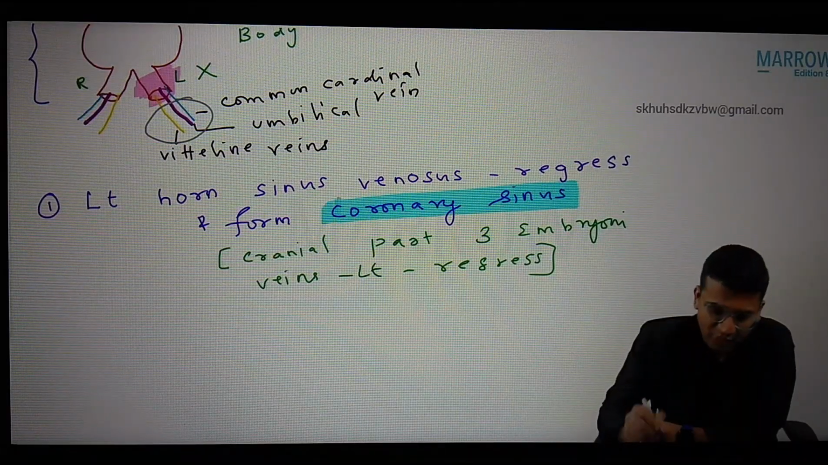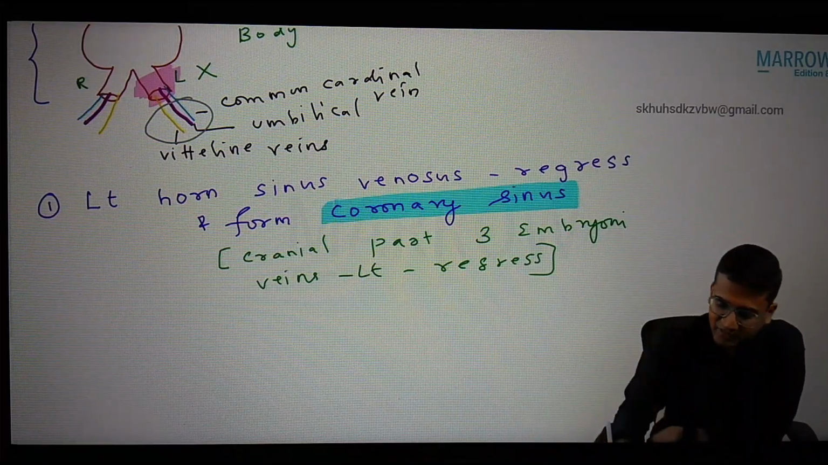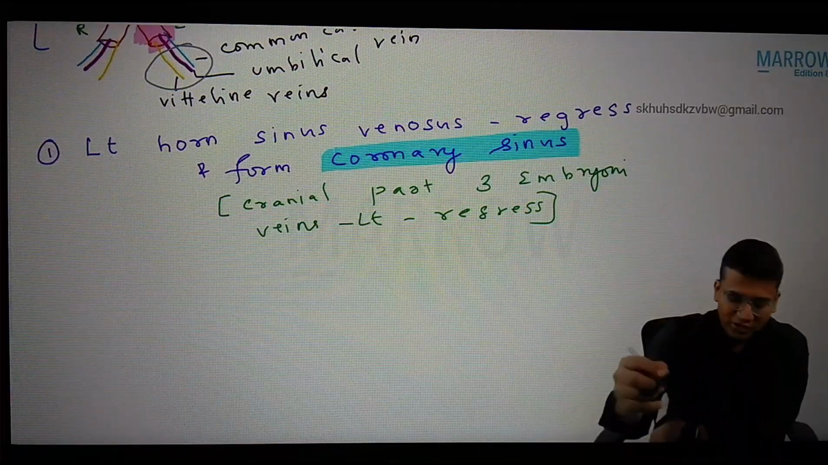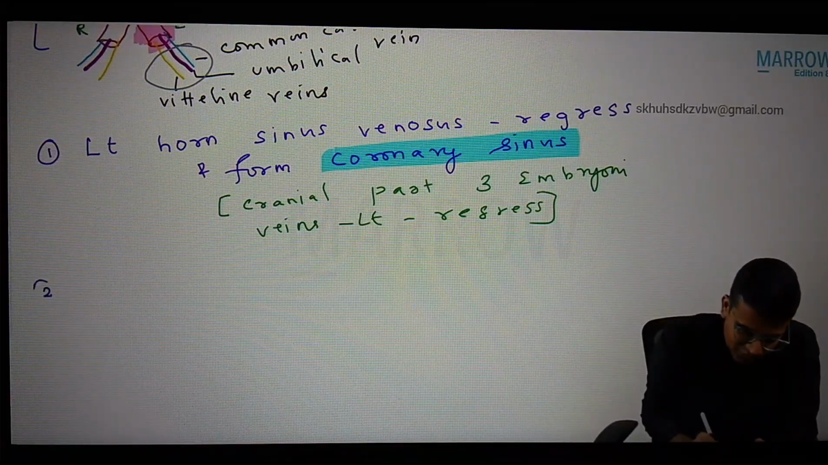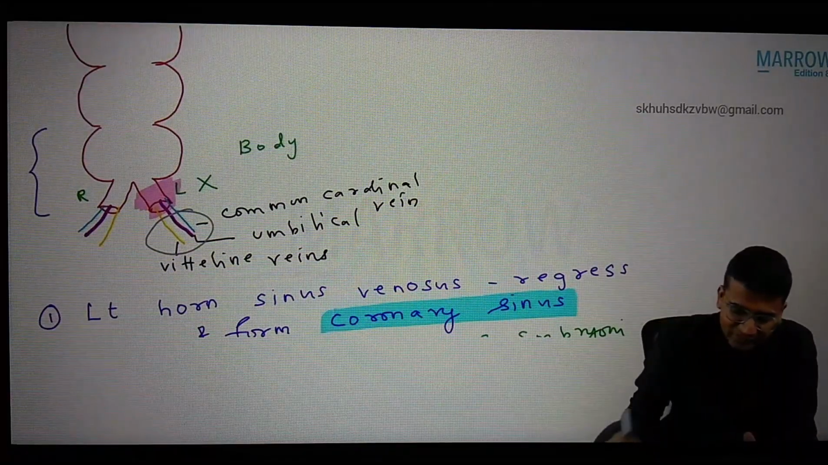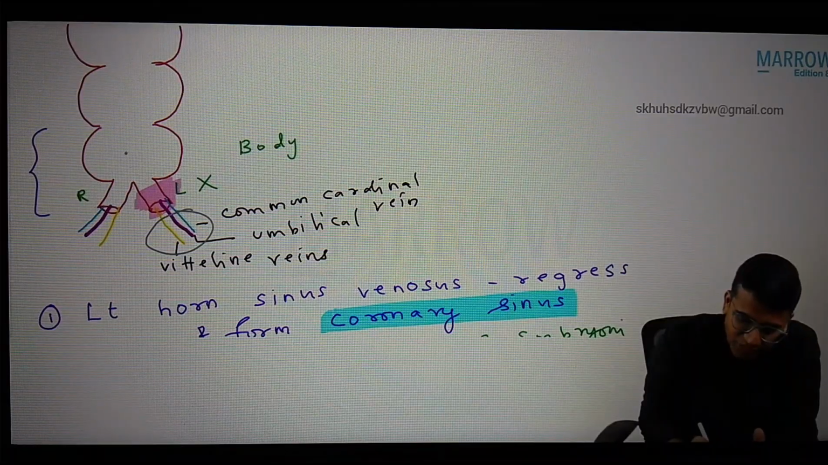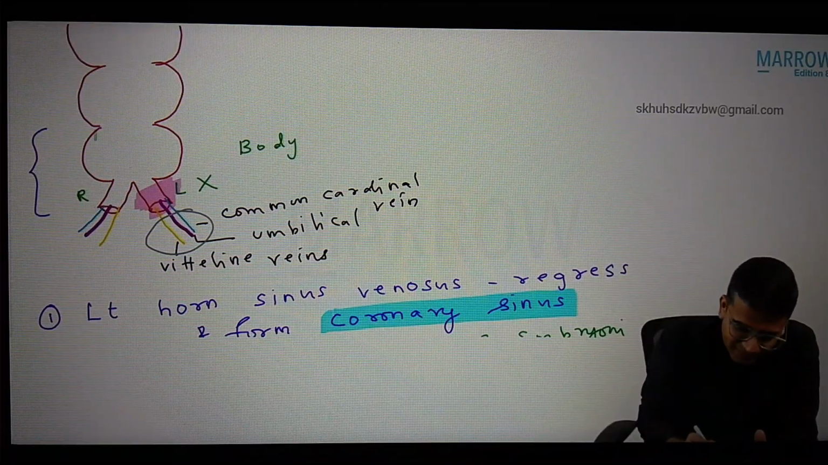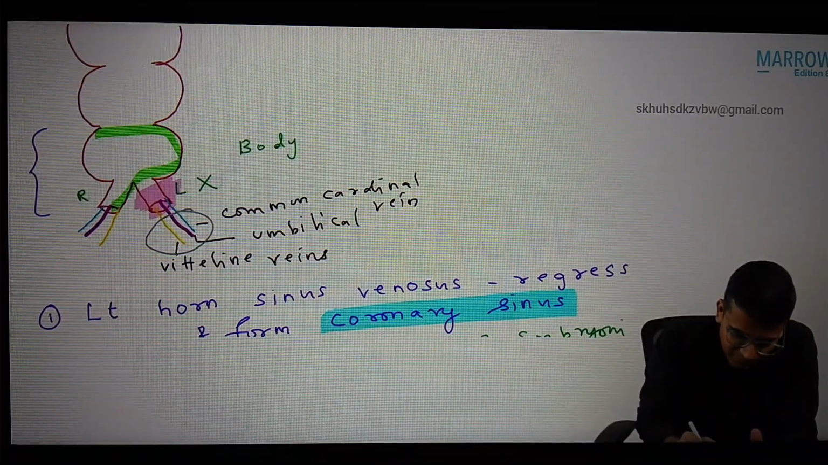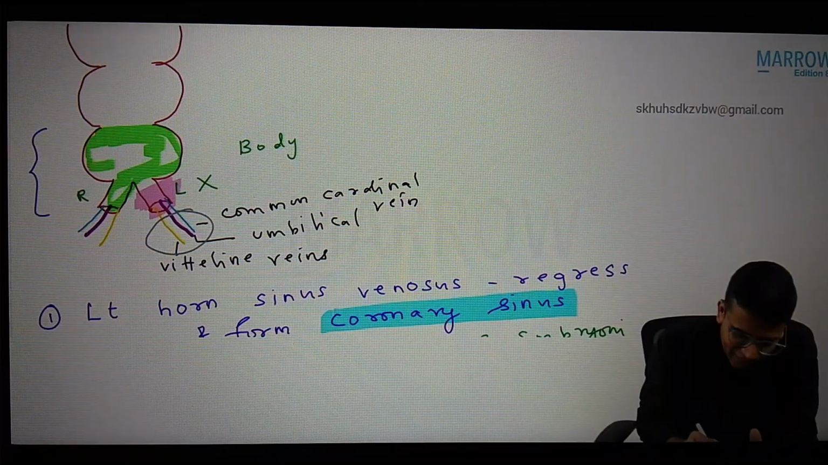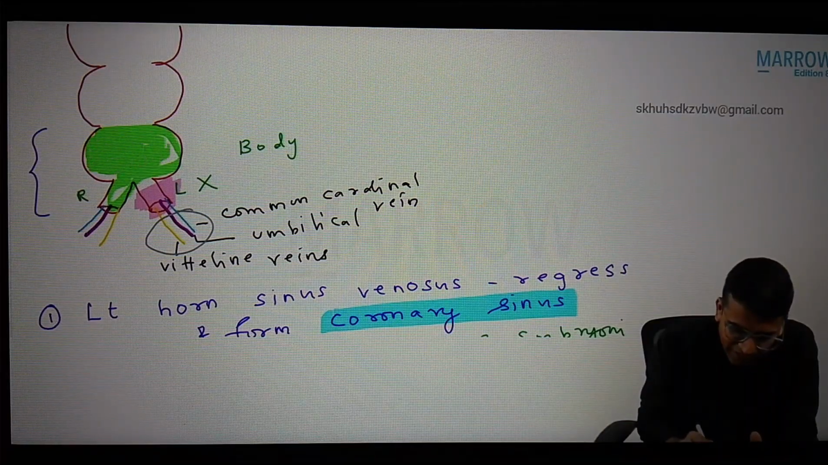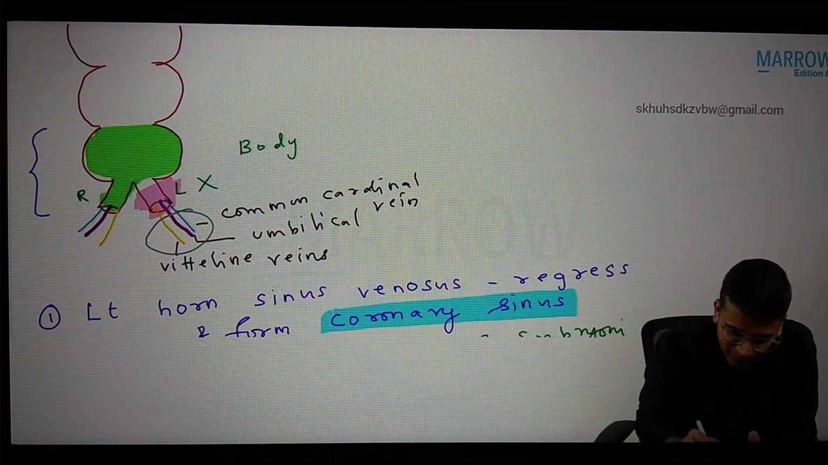Right. So now we have right horn and body. The right horn is absorbed into body and they form smooth wall of right atrium. This right horn is absorbed into body. So this entire thing, this right horn and the body, they form the smooth part of right atrium. This one, this entire thing.